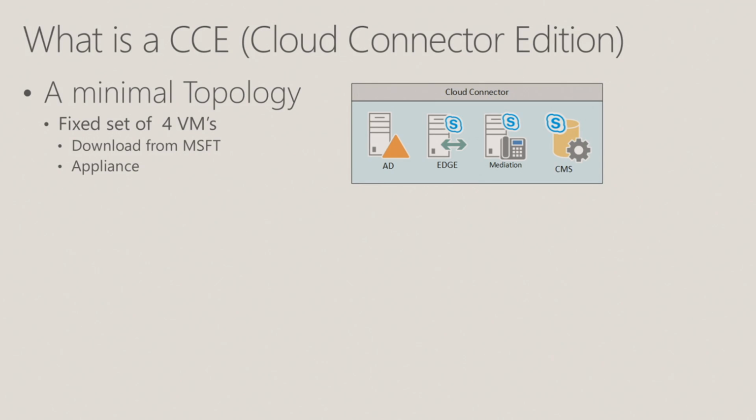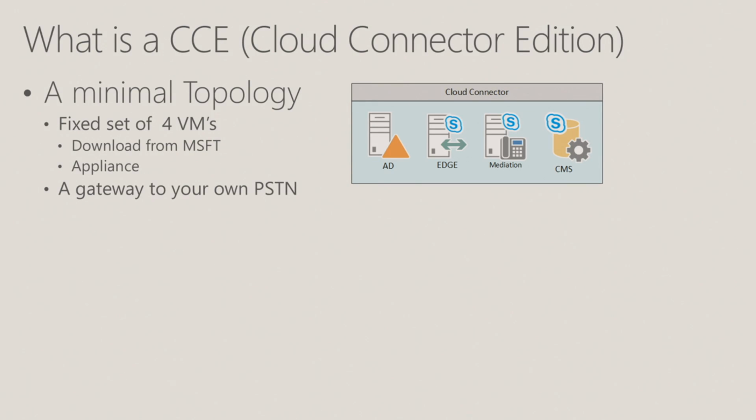Active Directory is used for service pointers. It's used for domain membership of the VM sets. It's used for certificates and DNS services internally within the CCE. The CMS is what CMS is in Skype for Business. It hosts certain information about the topology and all the components it relates to. The mediation service, well, it's a mediation server, and it is what connects the SIP trunks to the outside world. And then the Edge server, we're all familiar with what the Edge server does. It talks to the internet.